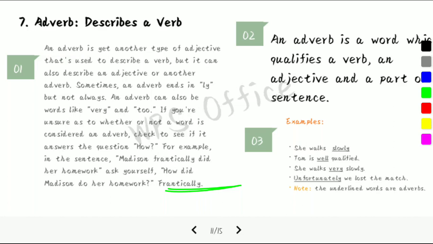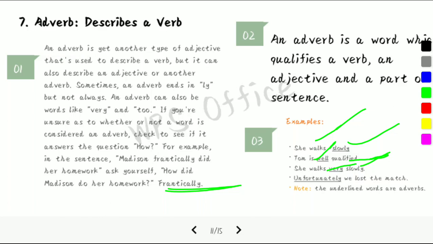For example, she walks slowly. Slowly is an adverb. It qualifies a verb, walks. Tom is well qualified. Well qualifies the verb qualified. It shows us that he is well qualified. She walks very slowly. Here, slowly itself is an adverb, but very defines the adverb itself.